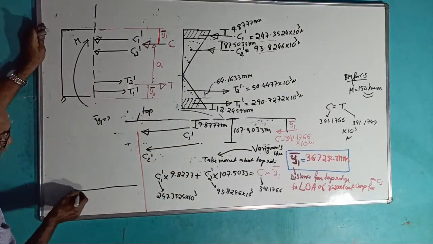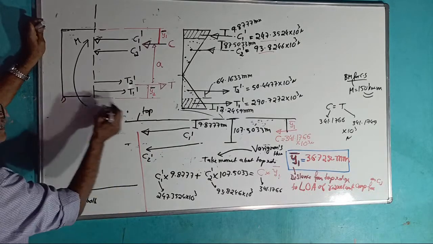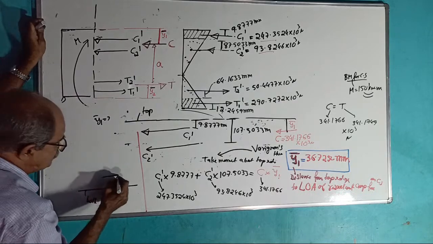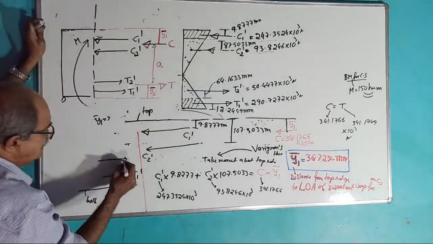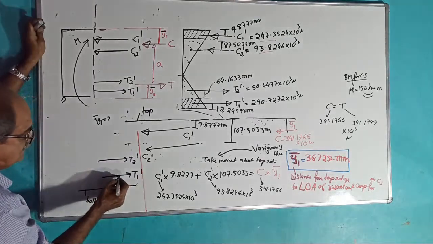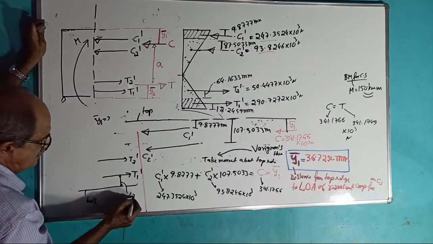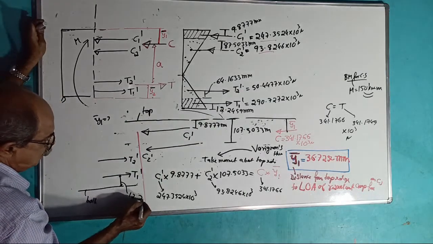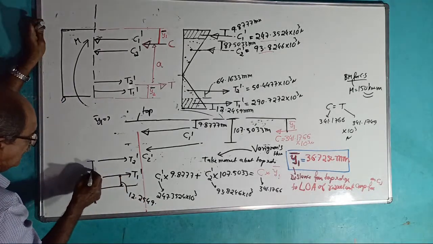Consider the bottom edge. Sorry. Bottom edge is here. One force is this way. What is that one? T1 dash. One force is here. T2 dash. This distance is known for you. How much? 12.2549 millimeter. And tell me what is this distance?